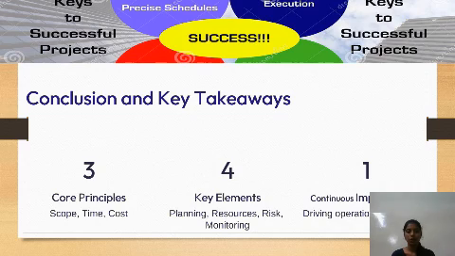So the conclusion and takeaways. Three core principles, that is scope, time, cost, and four key elements: planning, resources, risk, monitoring, and the one continuous improvement driving operations.